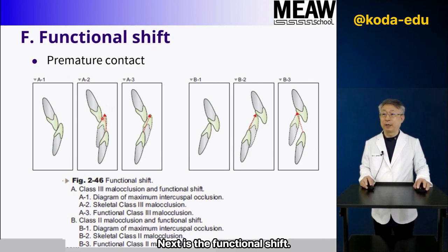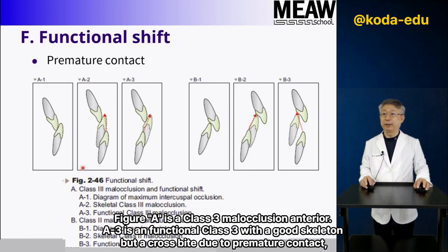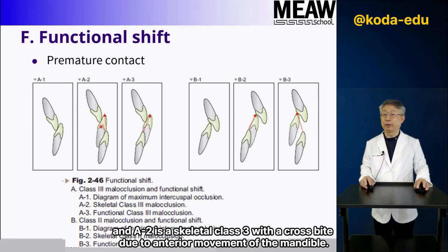Next is the functional shift. Figure A is a class 3 malocclusion anterior. A3 is a functional class 3 with a good skeleton, but a cross bite due to premature contact. And A2 is a skeletal class 3 with a cross bite due to anterior movement of the mandible.